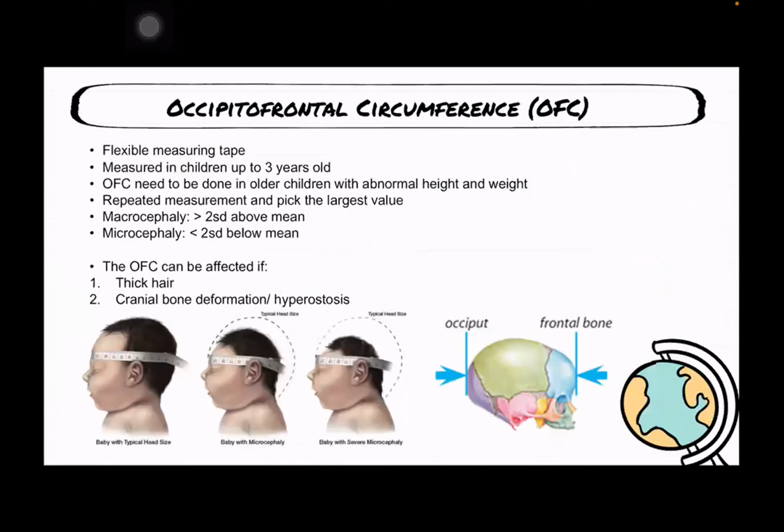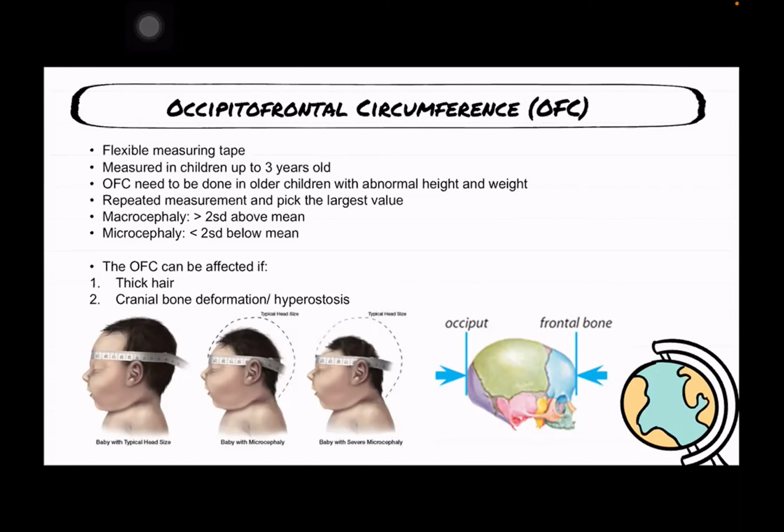Okay. The next one is the occipitofrontal circumference, or the head circumference. So we use a flexible measuring tape. The part of the head that we measure is the part that covers the occiput and frontal bone, or we can say it's above the ear and above the eyebrow. It's measured in children up to 2 years old because at 3 years old, the child is considered to have reached the biggest head circumference, unless they have certain issues. And occipitofrontal circumference also needs to be done in older children with abnormal height and weight. And we do repeated measurements, and we pick the largest value.